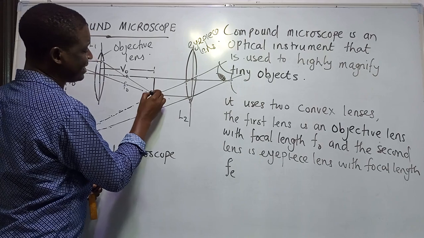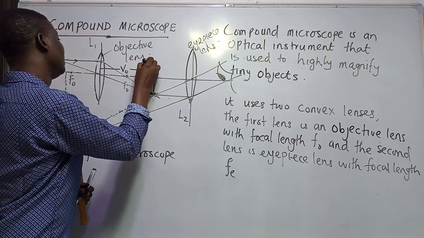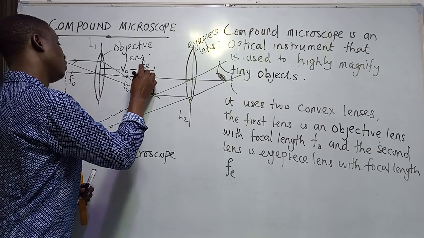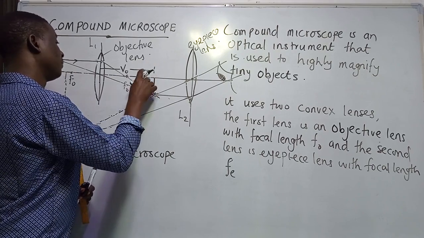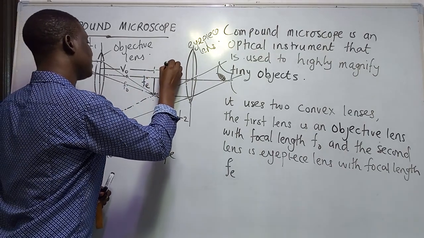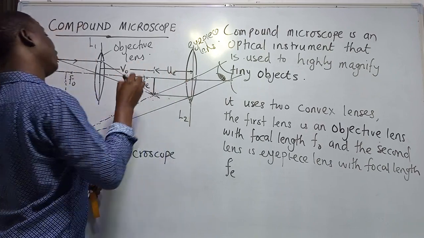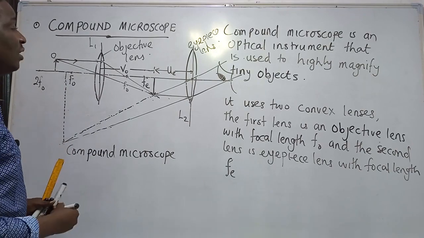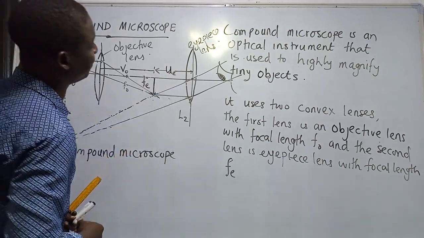Now don't forget that this image will fall inside the eyepiece focal length. So this is the eyepiece focal length. Let me put it that way. So from here to this place is the object distance of the eyepiece lens, UE. So UE means object distance of the eyepiece lens.